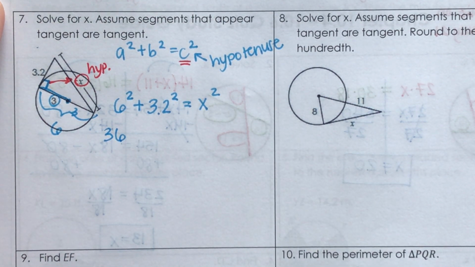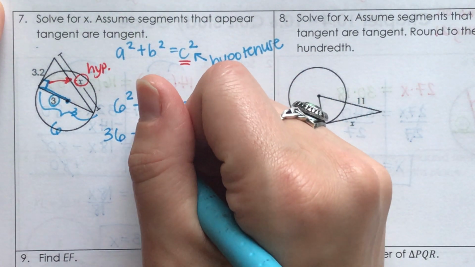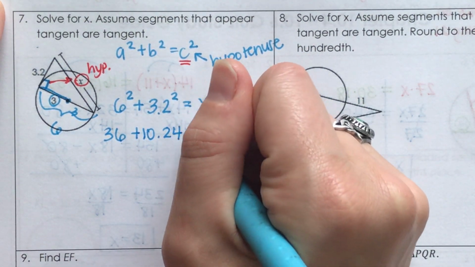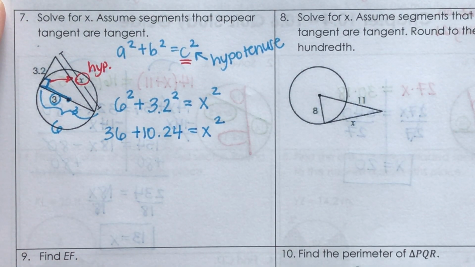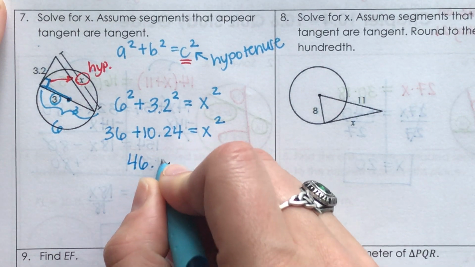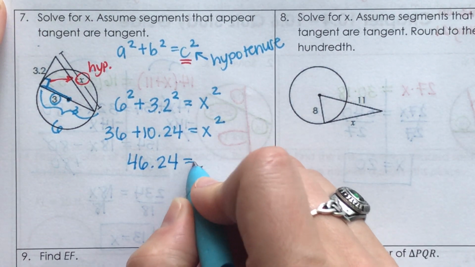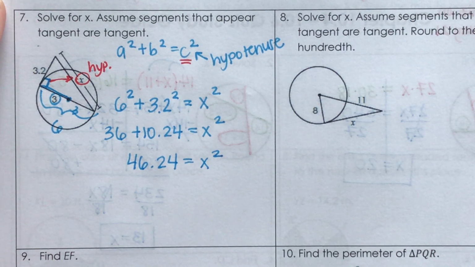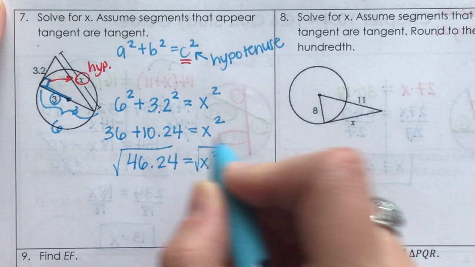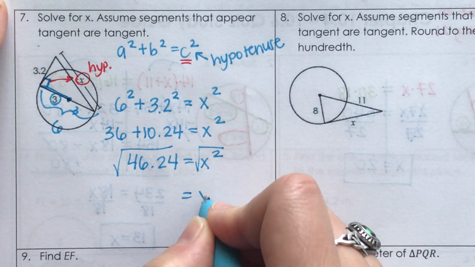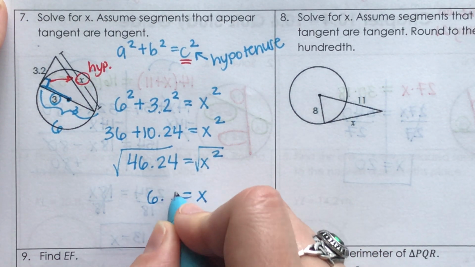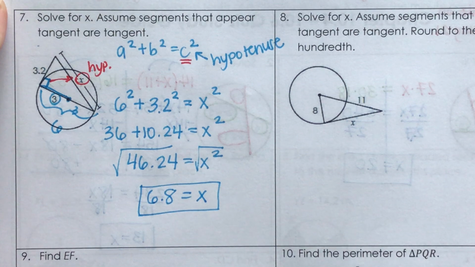3.2 squared is 10.24. I add these two together and I get 46.24 equals x squared. And then to get the x all by itself, I square root. So if I square root that answer, I get x equals 6.8. And I solved for x, that's all I had to do.